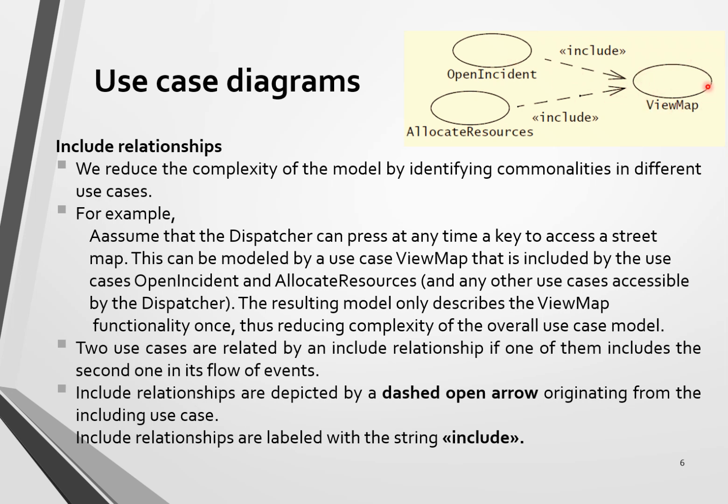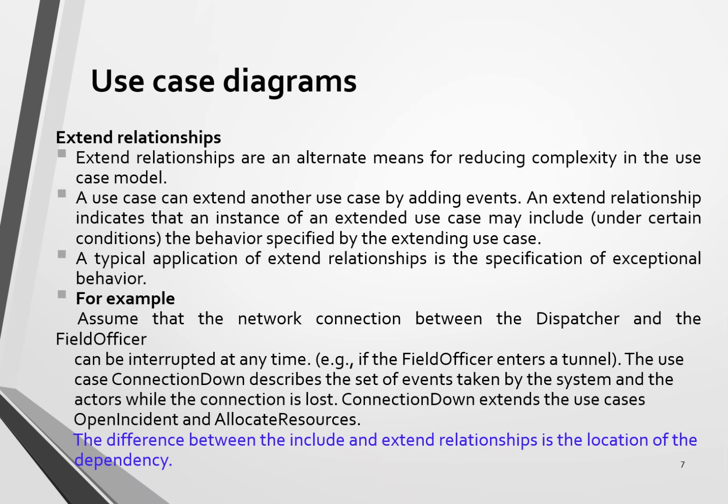The view map is one of the use cases. It is directed toward two different use cases: open incident and allocate resources, which are both internally related to the view map. So the arrow is marking to the view map by mentioning the include type of relationship. In the same way, the extend relationship.